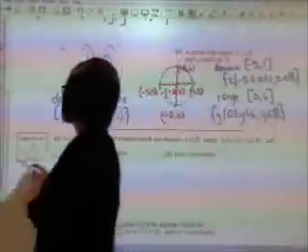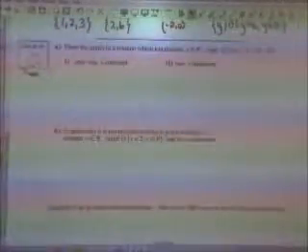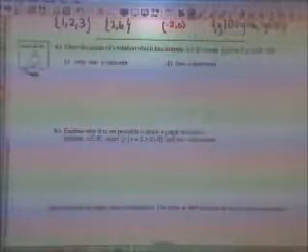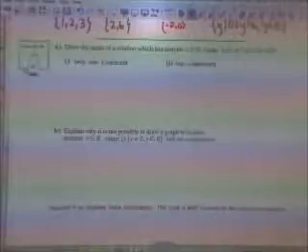So in class example number 4, draw the graph of a relation that has a domain where x can be a real number and y has to be less than or equal to 2, it can be any number less than or equal to 2, where there's only one x-intercept.